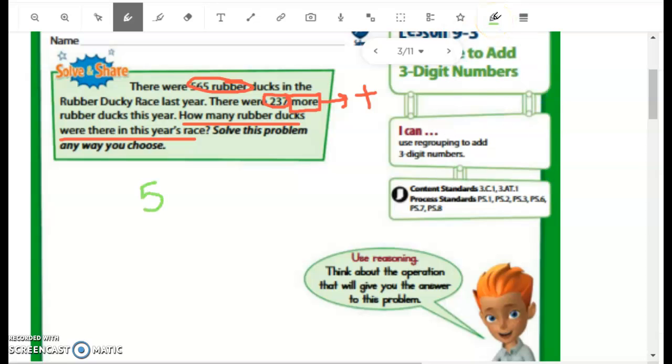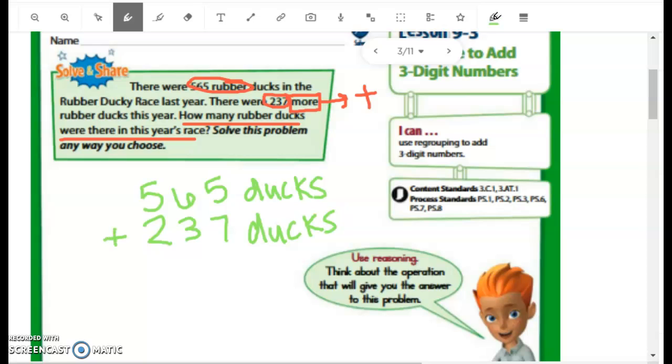We have 565 ducks plus 237 ducks. I lined up my place values. I always start in my ones place. So 5 plus 7, I know that 6 plus 6 is 12, and if I move 1 from the 7 to the 5, that gives me 6 plus 6. So that is drop the 2, carry the 1, put that in a different color.